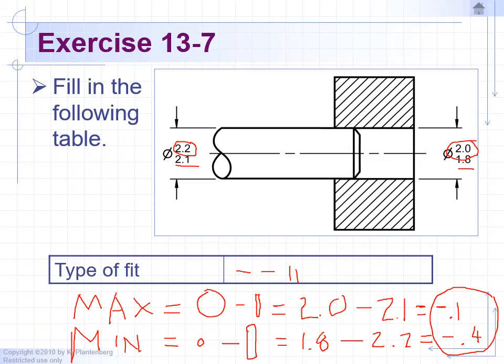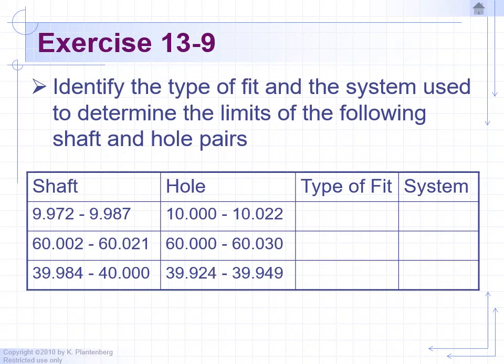Okay, so interference will be our relationship. The hole is always smaller than the shaft. Next slide. Identify the type of fit and the system used to determine the limits of the following shaft and hole pairs. Okay, so let's take a look at the first one.